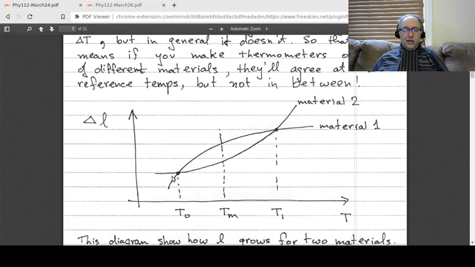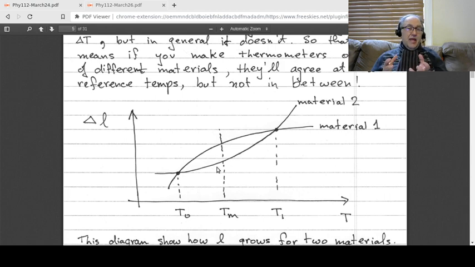Basically, they're going to agree at the lower temperature. Both thermometers are going to say, yes, we're at 0 degrees Celsius, because you designed the thermometer that way. They'll both also agree that water is boiling. So those are your two reference temperatures. But in the middle, at some intermediate temperature, because material 2 is expanding with a positive curvature there, and material 1 is expanding with a negative curvature, in the middle they disagree.